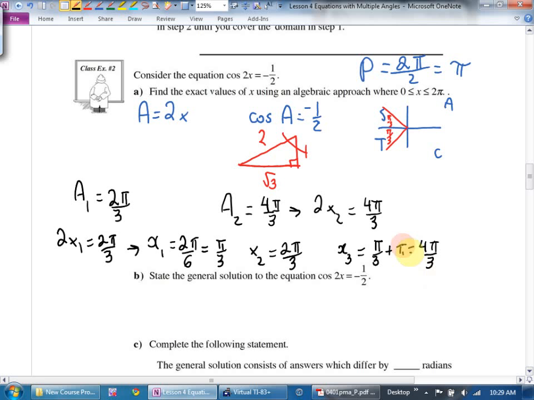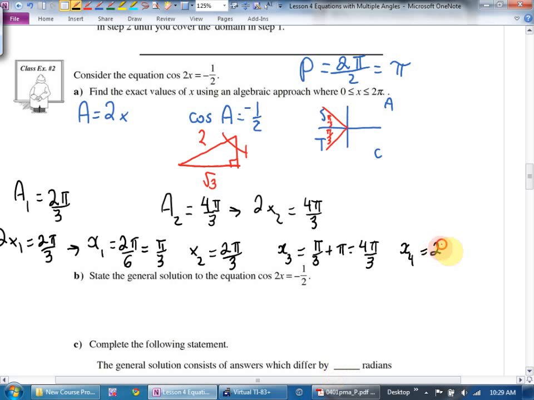I'm also going to do this with x2. If I add the period to this, am I still less than 2 pi? That's also a solution then. There is an x4, which is going to be 2 pi by 3 plus pi, plus 3 pi by 3. It's going to be 5 pi by 3.